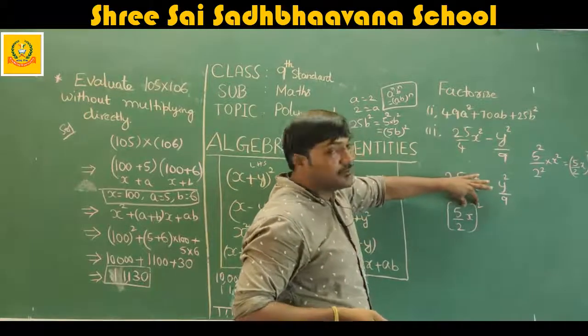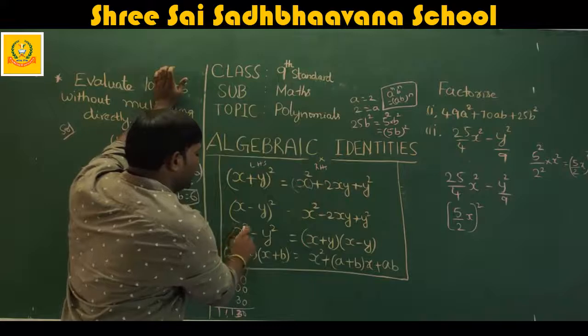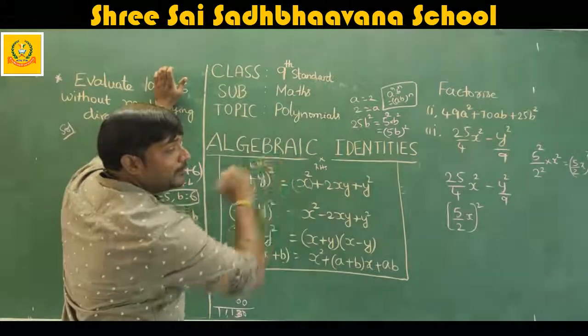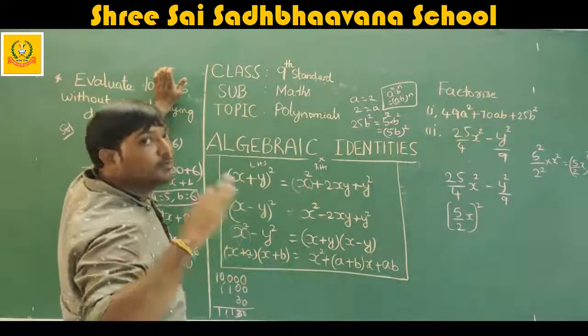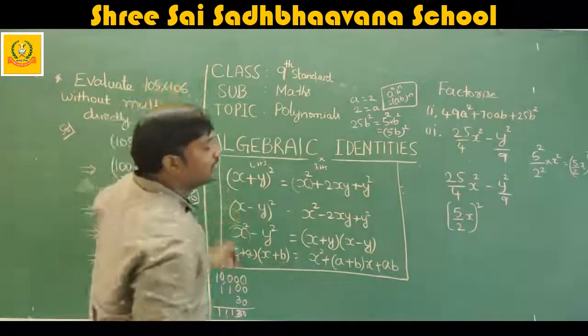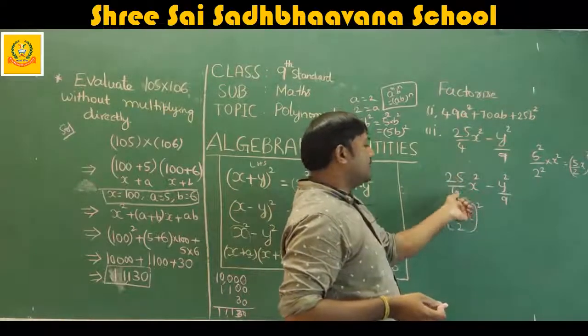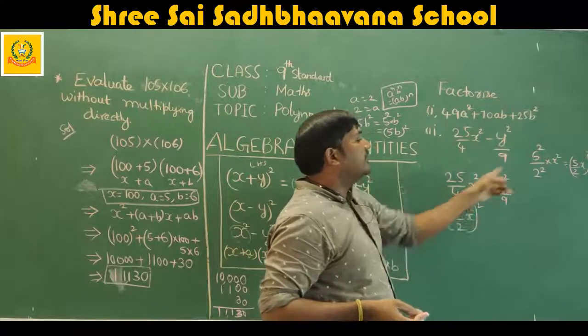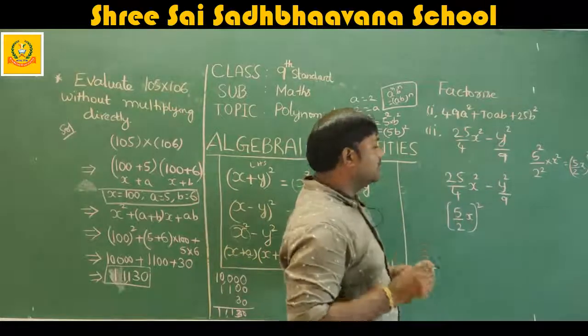The term inside the square should be in the form of x square. It means we don't have more than x, only one term is there. So I am making the 25 by 4x square as one term whole square. That is the reason I converted 25 as 5 square, and 4 as 2 square, again x square. We can also write it as (5 by 2x) whole square.